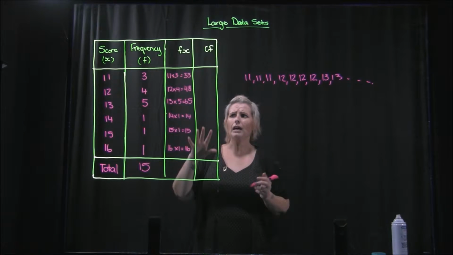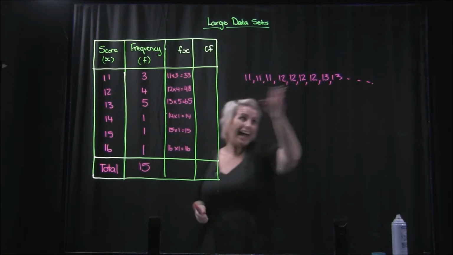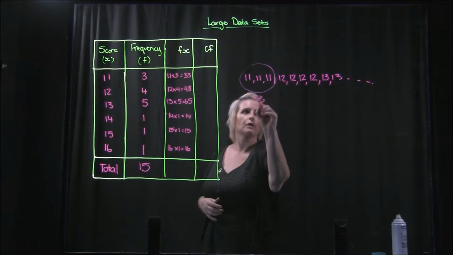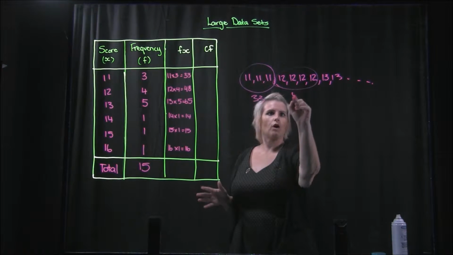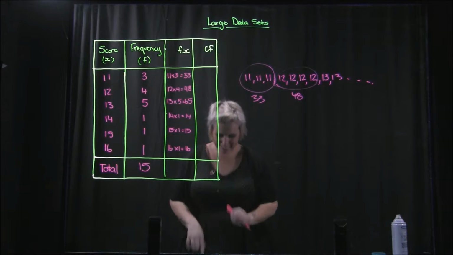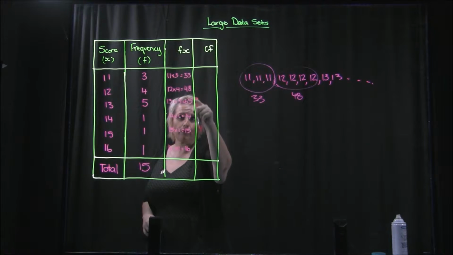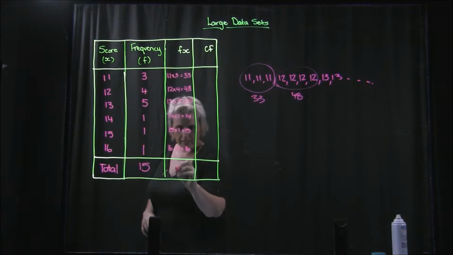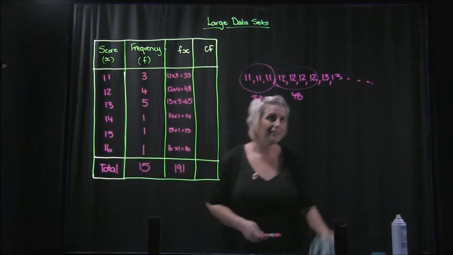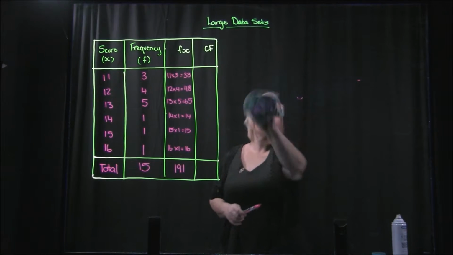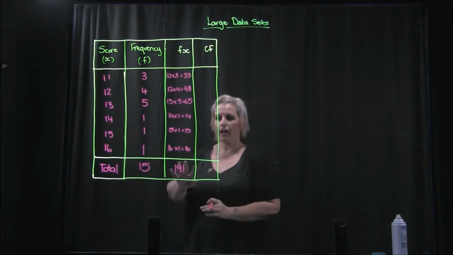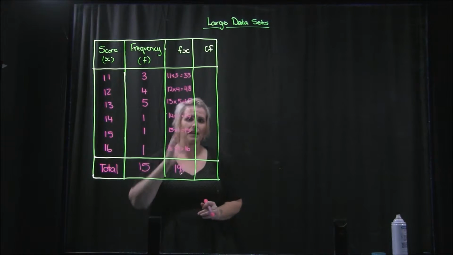So if I was to calculate the mean, I would have to add all of these scores up. Now, the quickest way is to go, well, that's a group of 3, so 3 11s, 33. That's a group of 4, so 4 12s, 48. 13, and then I add up all of these. So if I add up 33, 48, 65, 14, 16, and 15, I get 191. So that's super helpful, hence the reason we have that fx column.